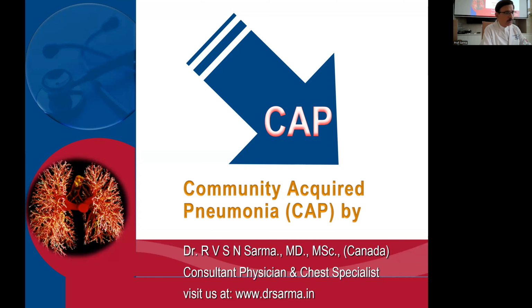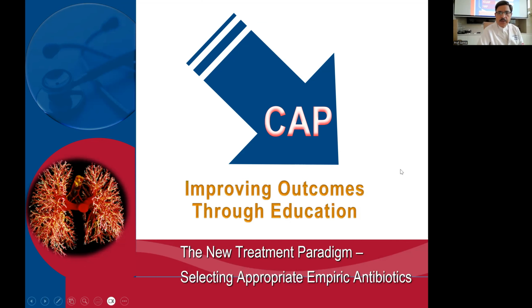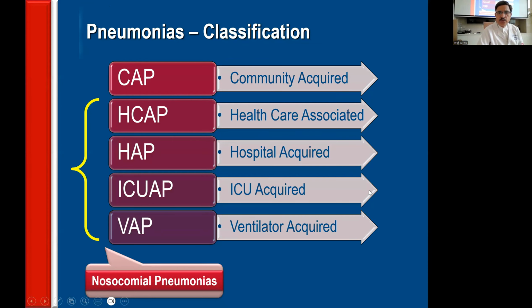We are going to discuss today community-acquired pneumonia, simply called CAP. Very, very common condition. Every physician, anesthetist, surgeon, irrespective of what branch they are in, must know about community-acquired pneumonia. As you can see here, there are varieties of pneumonias which we can see. The first one is CAP.